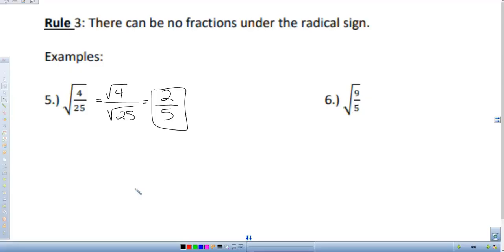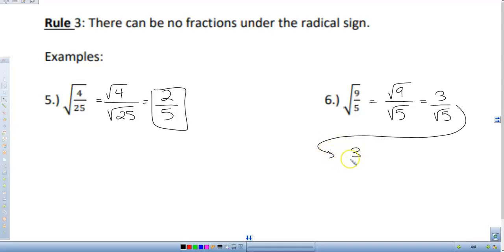So now if we look at number 6, same thing. First thing I'll do is instead of having a radical of a fraction, I'll do a fraction of a radical expression. And now I'll have the square root of 9, of course, which is 3 over root 5. Let's come down here and we'll finish the simplification. So 3 over root 5. So I have satisfied and fixed rule number 3. There's no longer a fraction under my radical sign.